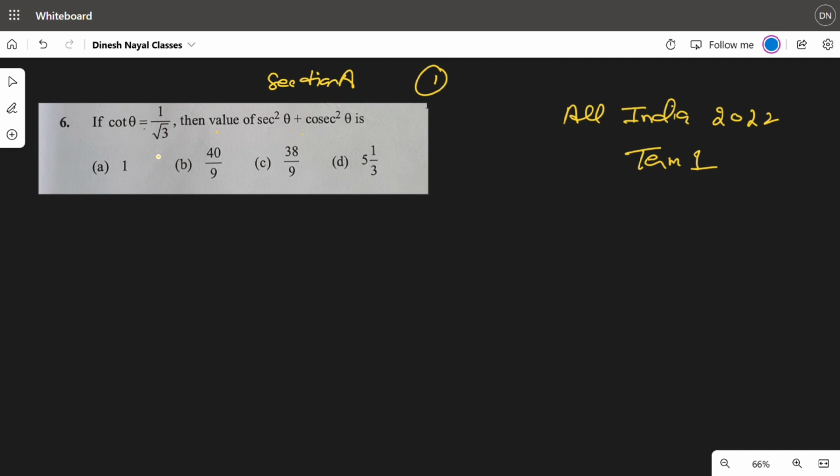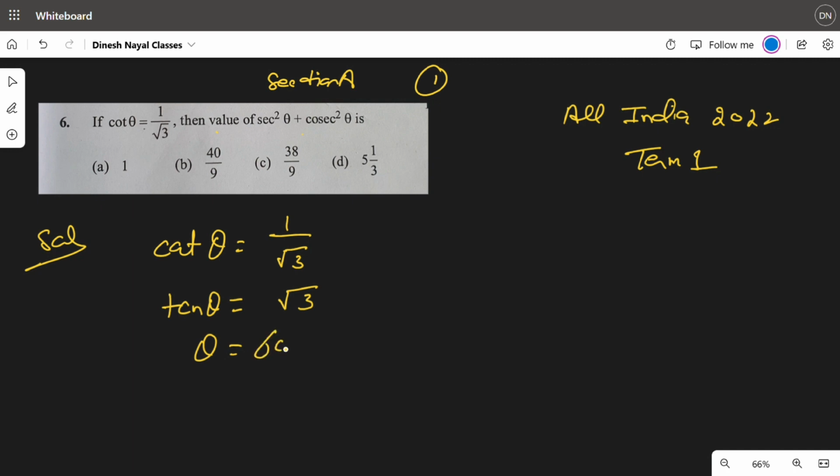If cot theta is 1 by root 3, then you have to find the value of sec square theta plus cosec square theta. Okay, so starting with this, cot theta is 1 by root 3. We know that cot theta is basically the reciprocal of tan theta. So tan theta equals root 3. At what angle is tan theta root 3? When theta is 60 degrees. So we have the value of theta as 60 degrees.